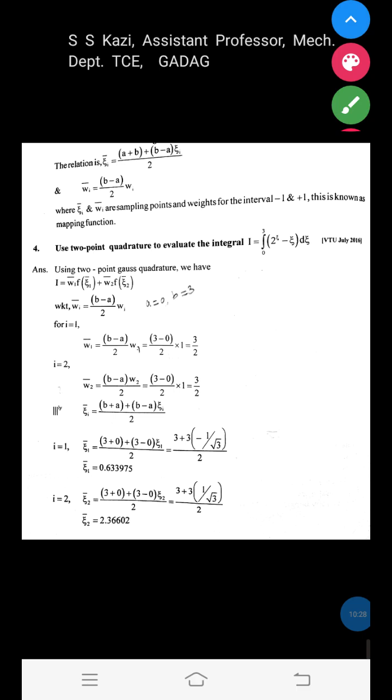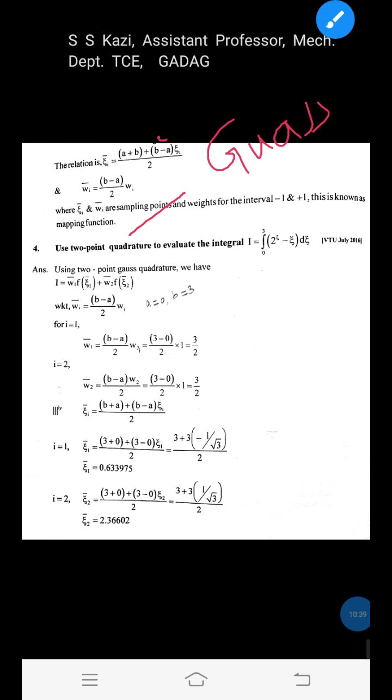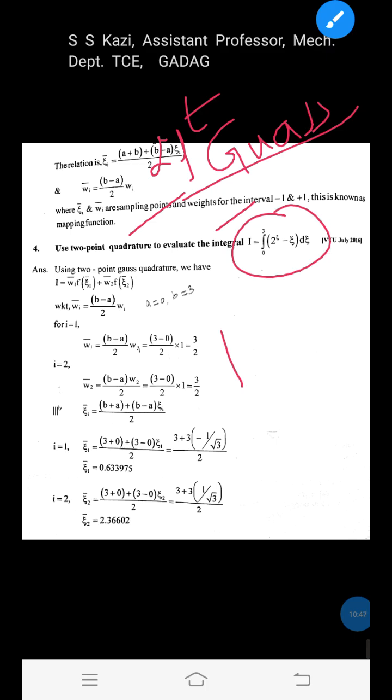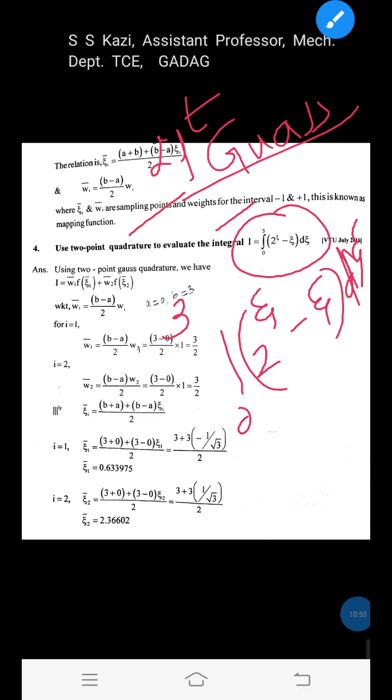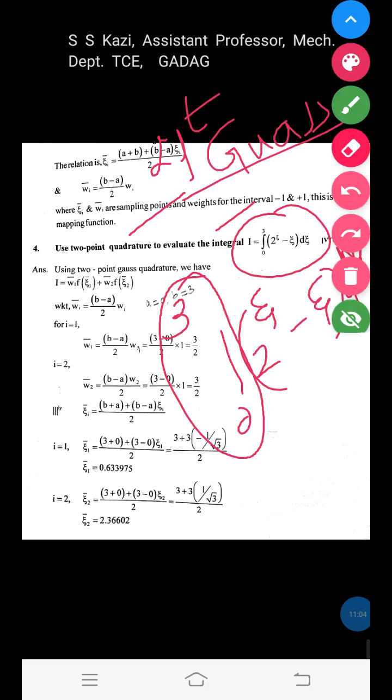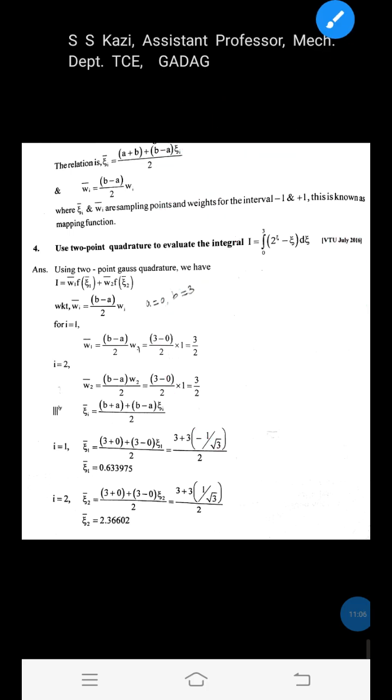Okay, now let us start with evaluation of the integrals. First this problem we will solve using 2-point Gauss quadrature. It is asked to evaluate the integral I is equal to the integration from 0 to 3 of 2 raised to zeta minus zeta with respect to zeta. Here the interval given is 0 to 3, which is other than -1 to +1. Then we should use the new sampling points and sampling weights.